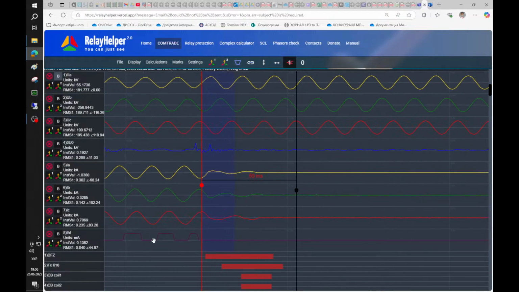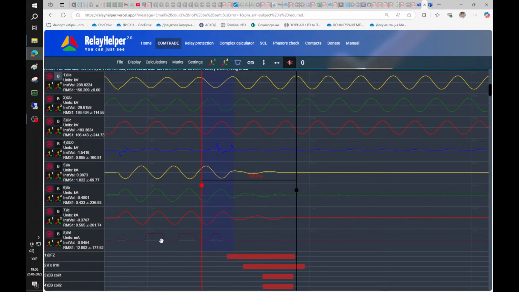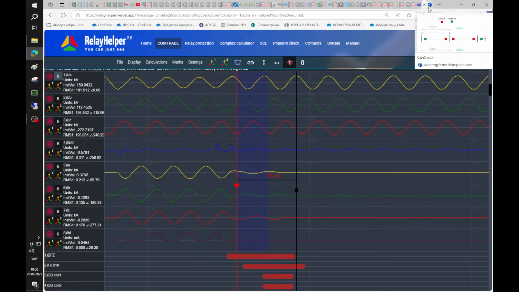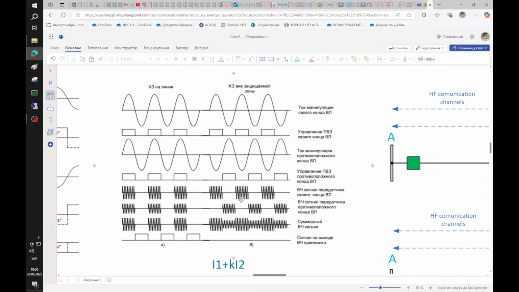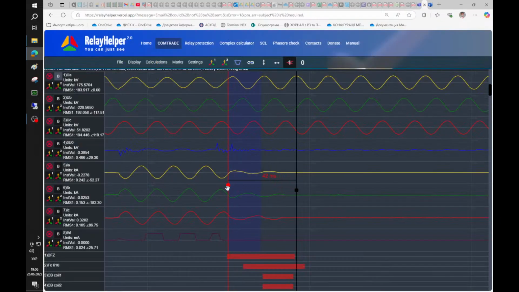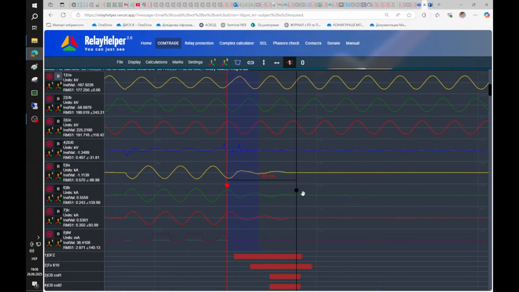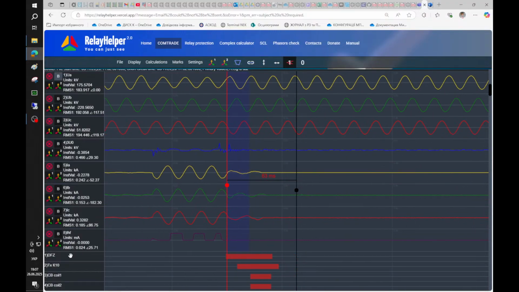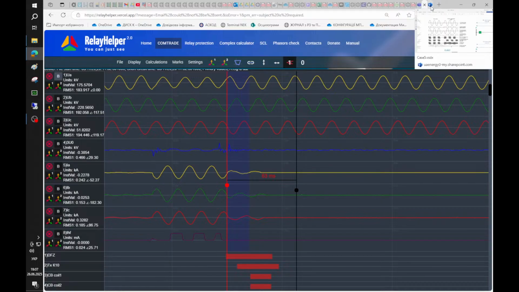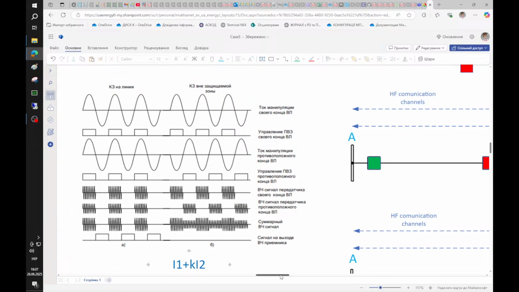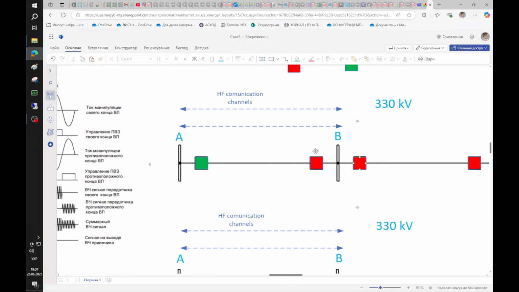But on the bottom we have this type of signal with pauses, and so we received a trip. This is a phase differential protection trip. Also, a command was sent through the teleprotection scheme, a signal was sent to the substation B side, but it didn't trip.